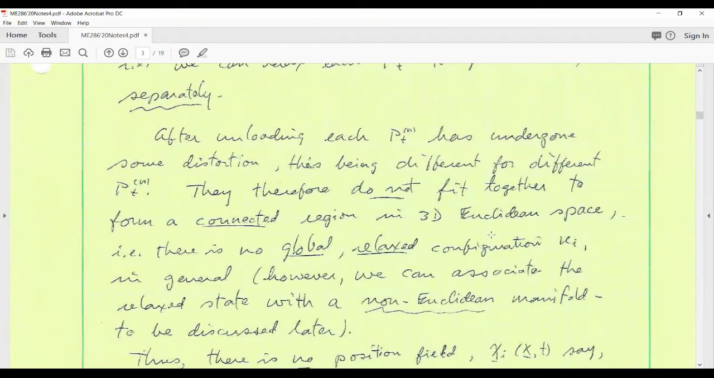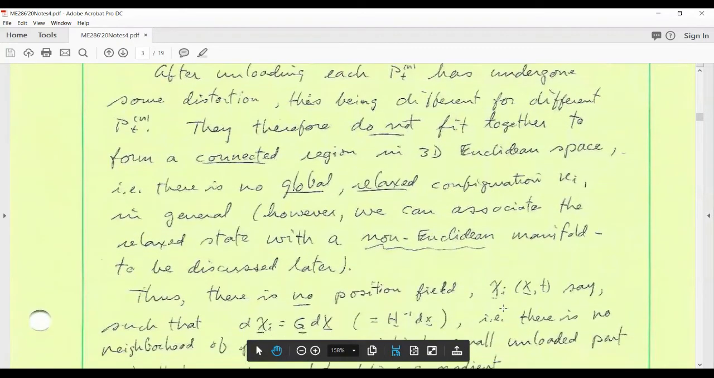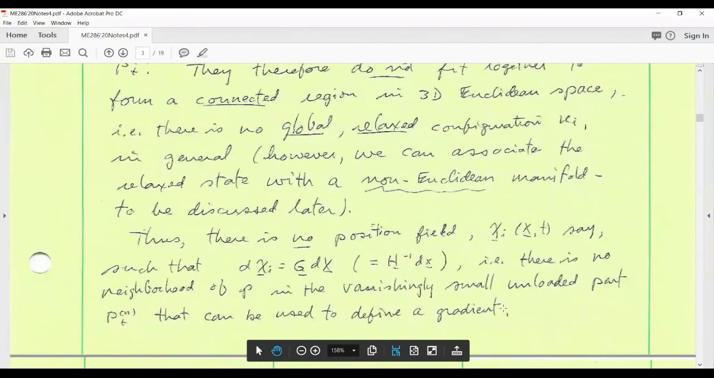So we can achieve the zero stress condition associated with kappa I, but we're not then getting a global configuration of the body. We have all these arbitrarily many disjoint stress-free subbodies. Although we cannot fit these together in our Euclidean space, we can nevertheless fit them together in a non-Euclidean space, a non-Euclidean manifold, which we'll discuss. Okay.